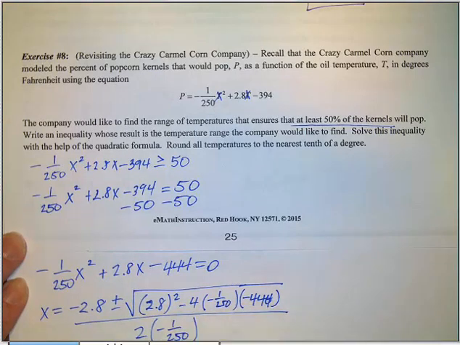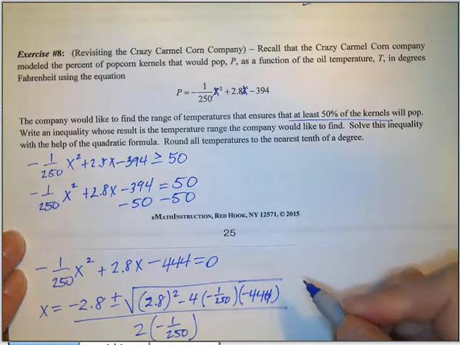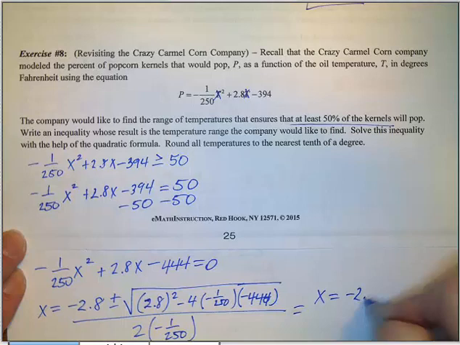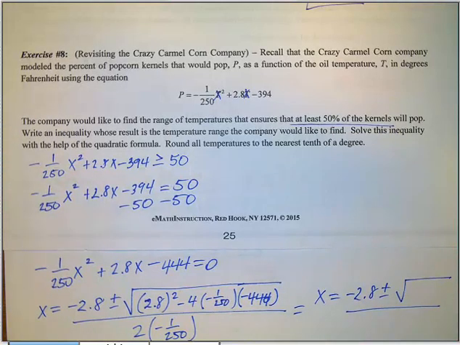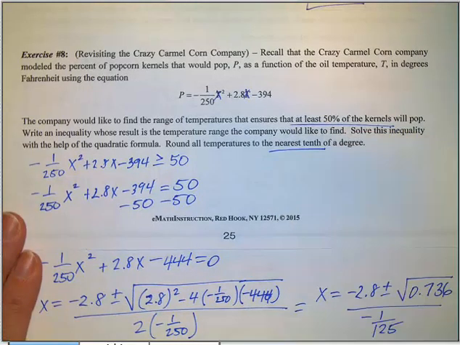Whew! That was kind of difficult. So now I'm going to definitely use my calculator for this. So x equals negative 2.8 plus or minus square root of something over something. So let's get these numbers. Under the radical, you should have 0.736, and on the bottom, you should have negative 1 over 125. Now, in the question, it said to round all your temperatures to the nearest tenth. So I'm going to use my calculator to plug these in.